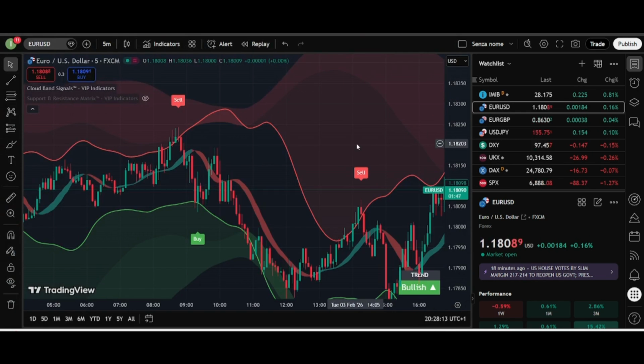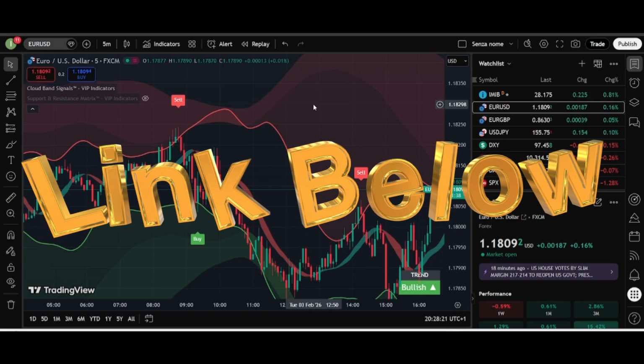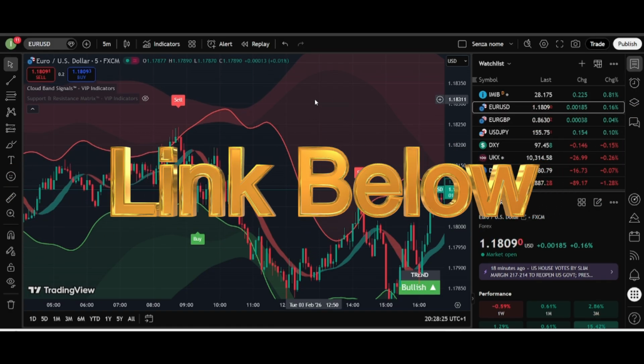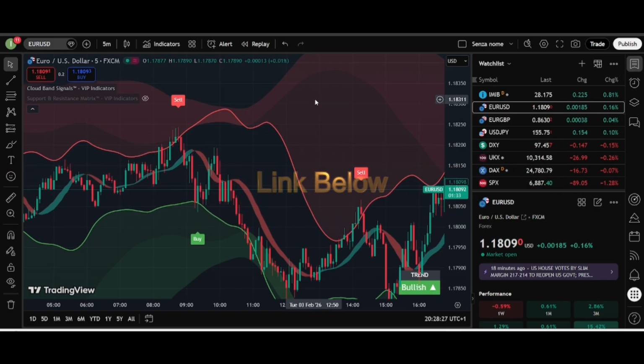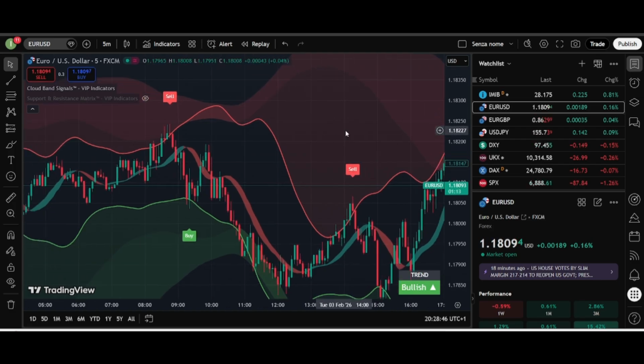Today I'm gonna review the VIP indicators that you can use on TradingView. You will find the link below in the description. Today I'm gonna analyze the forex market on the 5-minute time frame, but if you trade on other markets you can use it too. It's not forex related, you can use it on the stock market and futures. I'm gonna start with a major pair, EURUSD, and I'm gonna show you how it works.